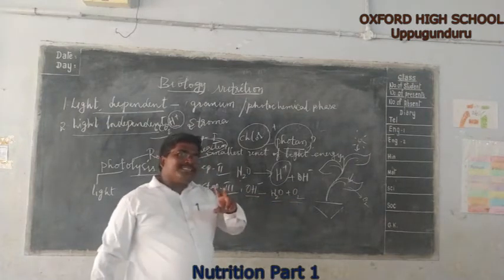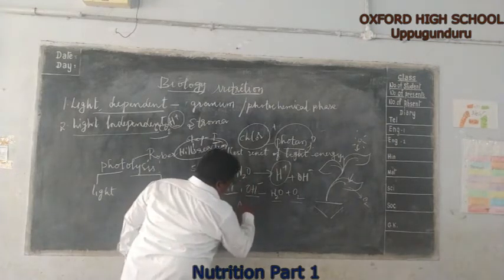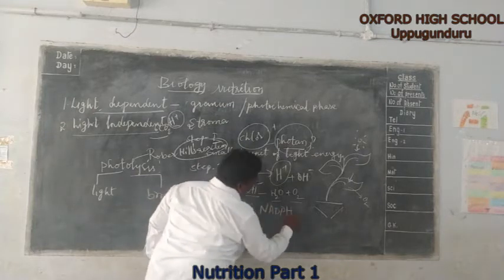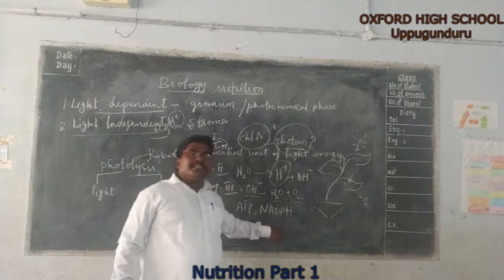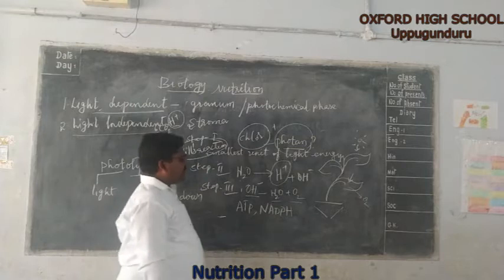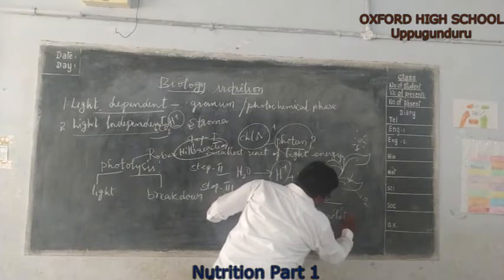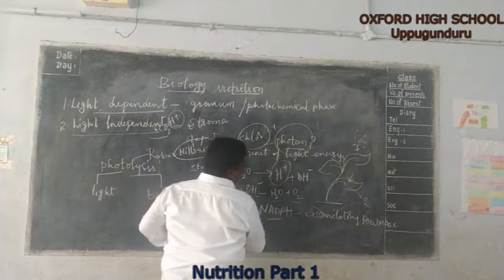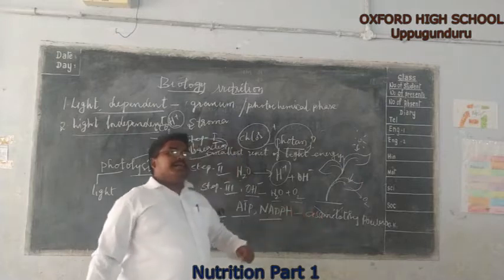The compounds which can capture the light, ATP and NADPH, are formed at the end of the light reaction. These are called assimilatory powers. ATP and NADPH, which form at the end of the light reaction, are called assimilatory powers.